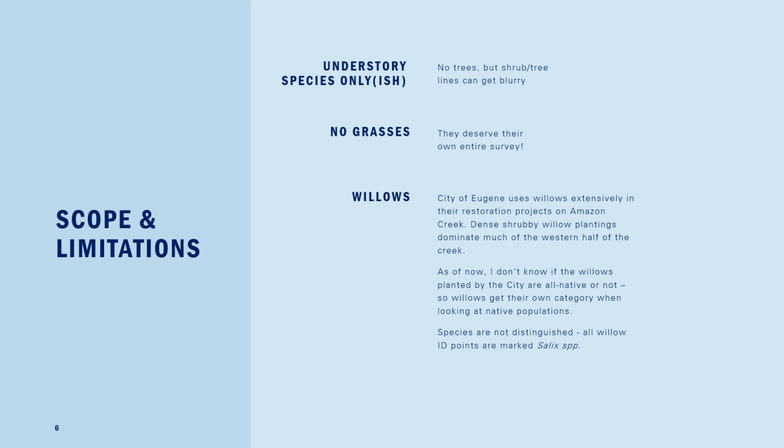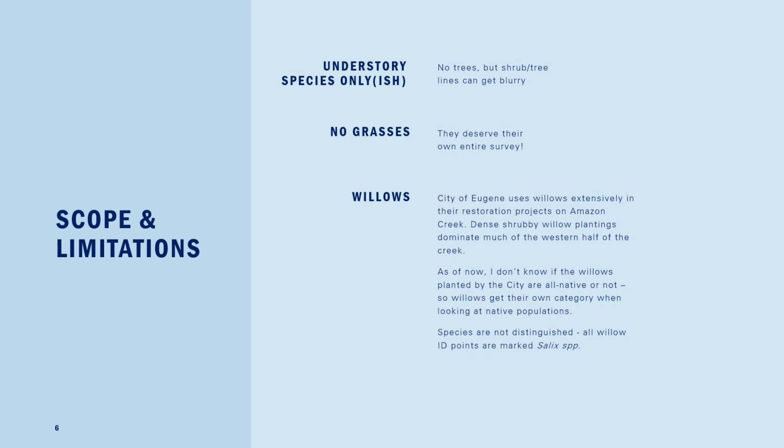So some limitations of this project: no trees. The City of Eugene Urban Forestry Department has an excellent interactive map of nearly all the street and park trees in town. I decided specifically to work with understory species to supplement that mapping and celebrate some of the more ephemeral riparian species that we see in the Willamette Valley.